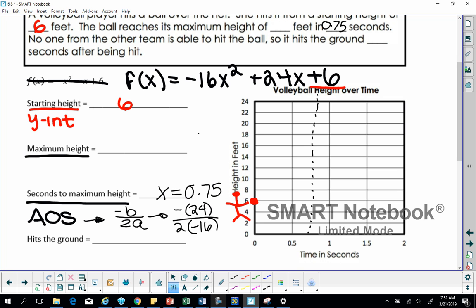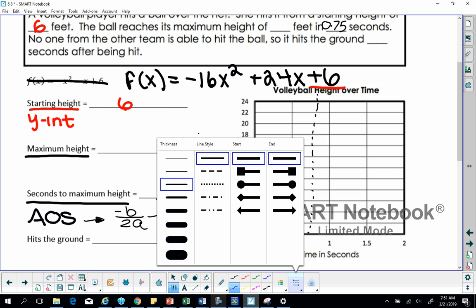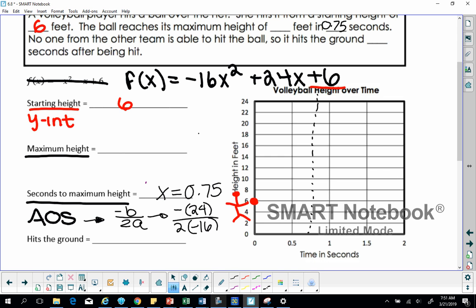Now, what do I need to get what the actual height was? Plug it in. So I take my original equation, and instead of the x's, I'm going to plug in what I got for x, which is 0.75. You're putting that right into your calculator. So with the parentheses and all, instead of my x, I'm going to put 0.75, because I know that is the amount of seconds it took to get to its highest height. So put that right into your calculator and see what height you end up getting.